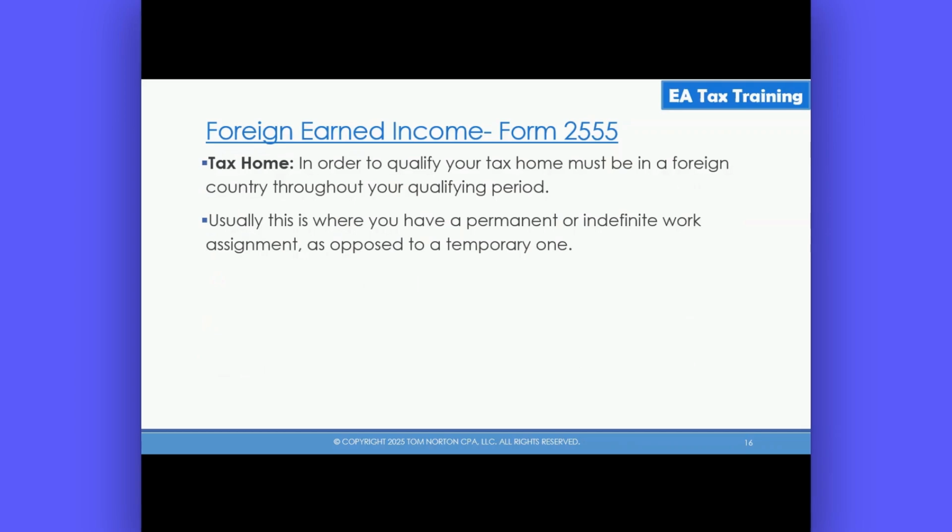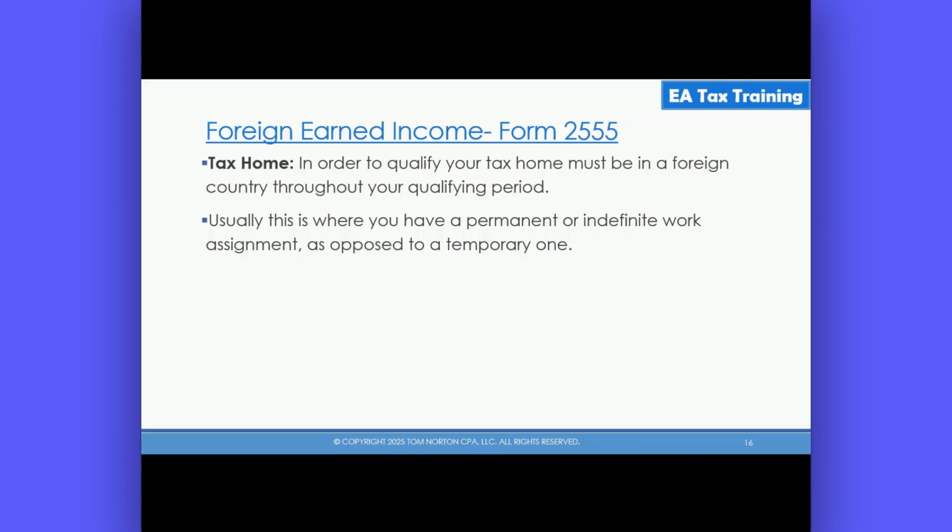So let's say you work for a US company and they are going to send you overseas to work, and they say, okay, you are now going to be working in Mumbai, India. That is your permanent work assignment from now on. And so that's what you do. You move to Mumbai and you work there. That would then be considered your tax home.